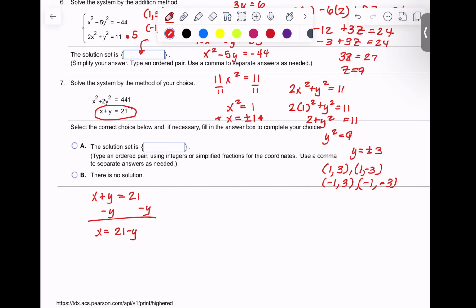All right, and I should mention before I get too much farther, this is a circle and a line. A circle and a line can only intersect at two places, so you're going to have two ordered pair solutions. Okay, so now we're going to back substitute. We're going to substitute what we got for x into this equation here. So we're going to take 21 minus y, and we're going to square it.